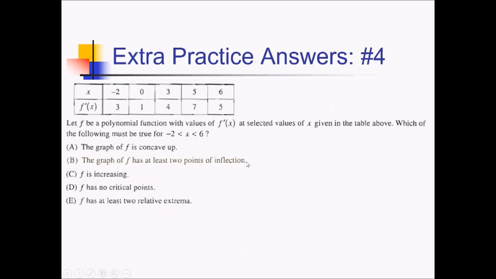On this problem, we're given a graph of f prime for some polynomial, and we want to know which of these statements is true. So the first important thing here is that this is a polynomial. f is a polynomial. That means that all of its derivatives are also polynomials, which means that f and all of its derivatives are continuous and differentiable, which might be helpful as we're trying to prove various things.